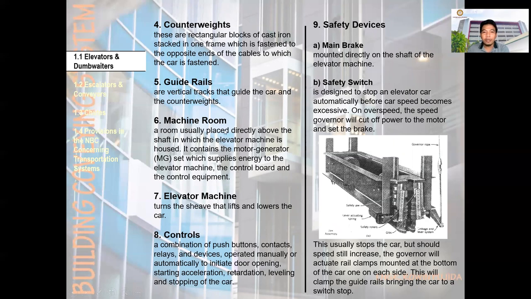Next, we have the machine room. A room usually placed directly above the shaft in which the elevator machine is housed. It contains the motor generator, the MG set, which supplies energy to the elevator machine and control boards and the control equipment. Next, we have the elevator machine, which turns the sheave that lifts and lowers the elevator car.